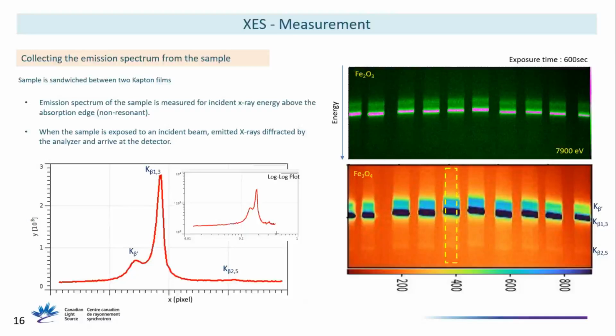This is the image from the Fe2O3, just a single shot. The beamline is tuned at 7900 eV, well above the absorption edge of iron. And this is from Fe3O4. When you take a region of interest from the image using any of the software, it will plot the K beta 1,3, K beta 2,5, and K beta prime. When I take a log plot, you can see even the K beta 2,5, which is very weak, a forbidden transition. We can still resolve it, but the background is still high.